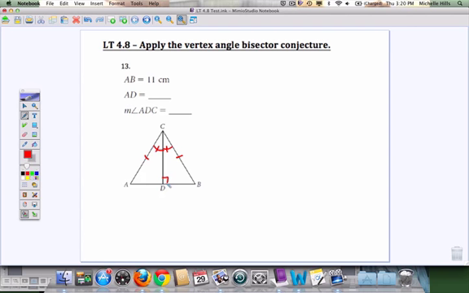First of all, this is an altitude, so it's perpendicular to the opposite side. And second, it's a median, so it bisects the opposite side. So this is the notation I can put on this based on what I have already.